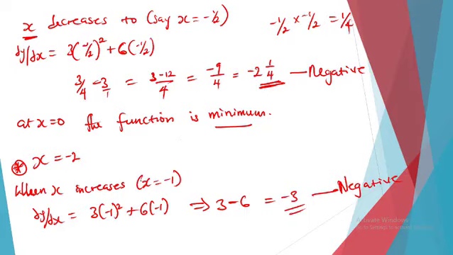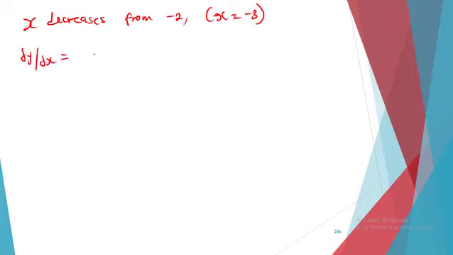Fine. Then let us take the point where x decreases. If x decreases from minus 2, then we have x equal to minus 3. So we then have our dy over dx equal to 3 into minus 3 squared plus 6 into minus 3. And what would that give us? Minus 3 squared is 9 times 3, 27. We have 6 times minus 3, which will give us minus 18. And 27 minus 18, we have 9, which is positive.